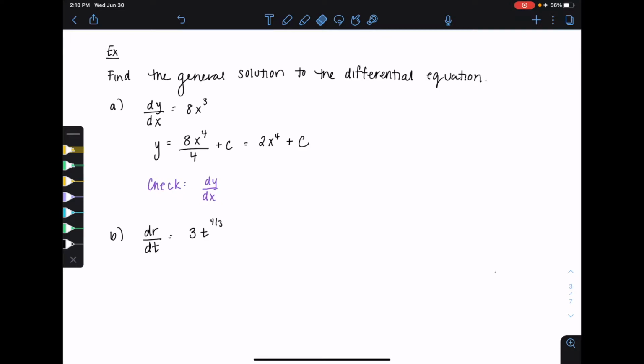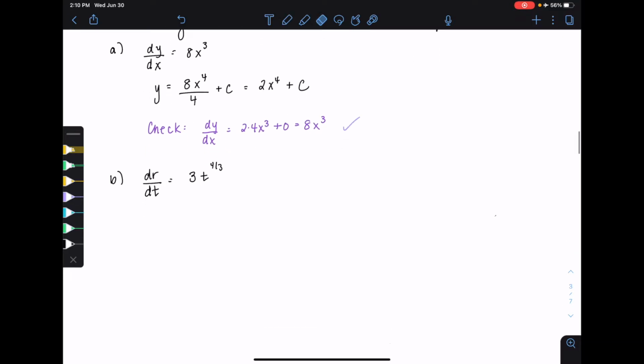And the nice thing is we can always check our answer by taking a derivative. Derivative of 2x to the 4th would be 2 times 4x cubed. Derivative of a constant is 0, so indeed we do end up exactly where we started. Okay. Let's try a second one.